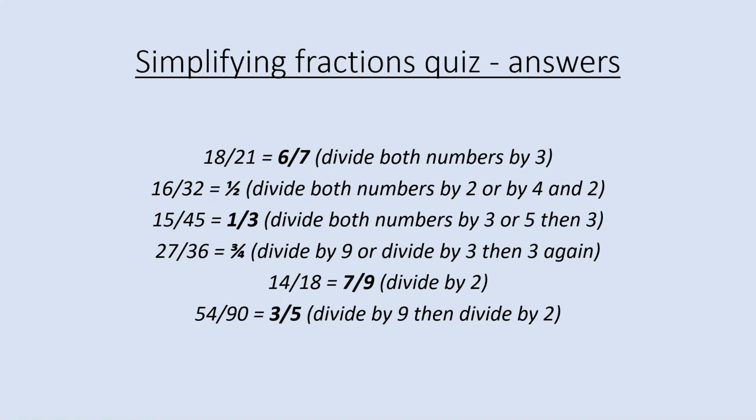14/18 can be simplified down to 7/9. If I divide both numbers by 2, 14 divided by 2 equals 7, and 18 divided by 2 equals 9. And finally, 54/90 simplifies down to 3/5. If I divide both numbers by 9, 54 divided by 9 equals 6, and 90 divided by 9 equals 10. So that would be 6/10. And then divide both those numbers by 2. So 6 divided by 2 would be 3, and 10 divided by 2 would be 5 to give me 3/5.